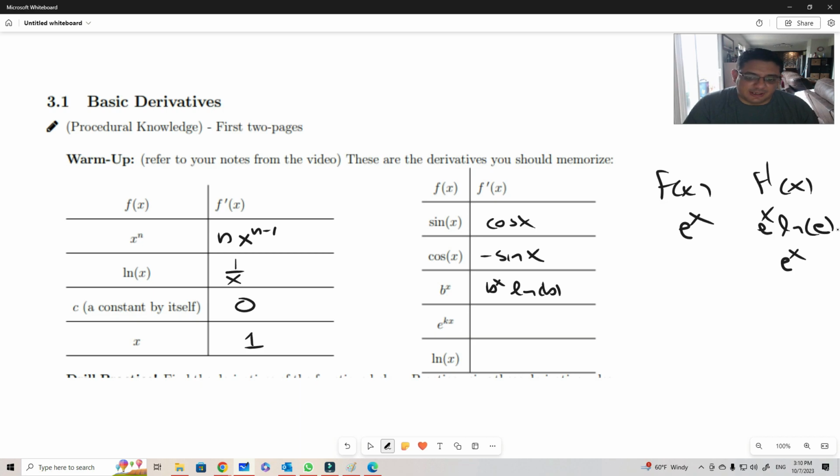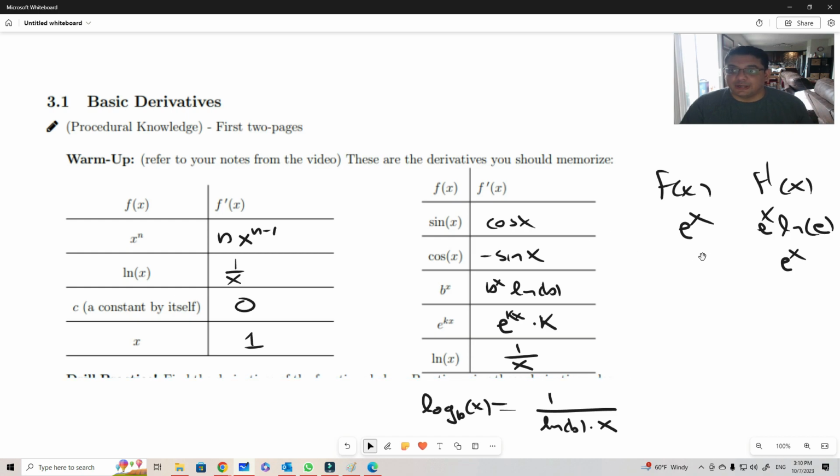Because of that, if we have the function e to the kx, then the derivative is the same exponential function e to the kx, but multiplied by k. Again, the derivative of log of x is 1 over x. But if you have a log of a different base, let's say log base b of x, then the derivative is 1 over the natural log of b times x. Okay, this concludes all the basic derivatives. Let's now move to some of the drill practice problems.